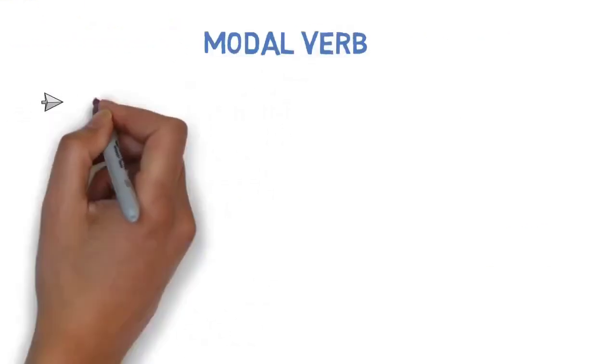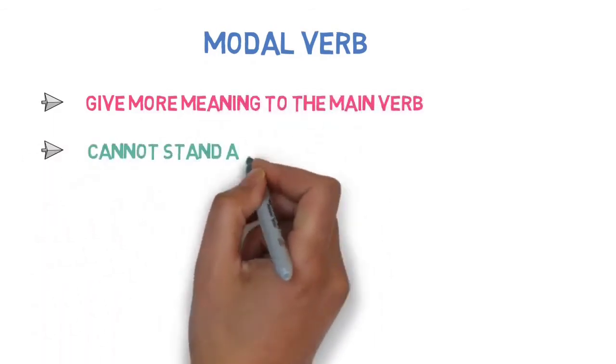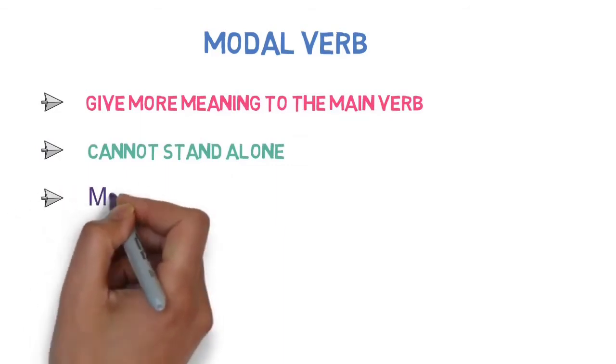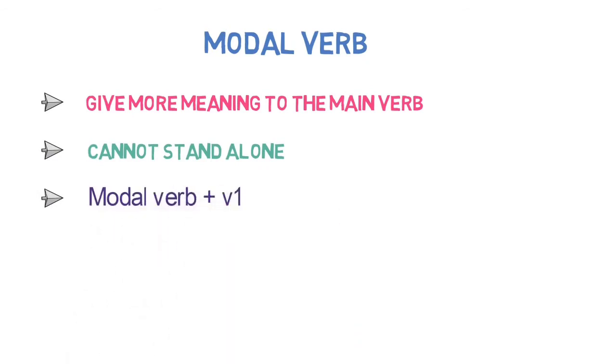So what is a modal verb? The modal verb gives more meaning to the main verb, and it cannot stand alone. It always supports the action. Modal verbs come before the main verb, and they are helping verbs, or auxiliary verbs, that we use to communicate a specific message. For example, "he can" is not a complete sentence.